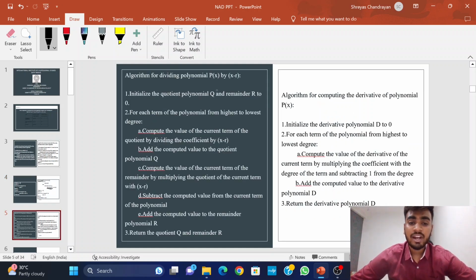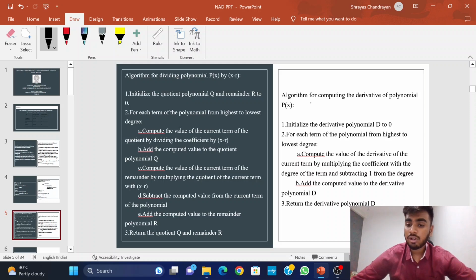Here is the algorithm for dividing polynomial P(x) by x minus r. Firstly, we initialize the quotient polynomial q and remainder to 0. For each term of the polynomial from highest to lowest degree, compute the value of the current term of the quotient by dividing the coefficient by x minus r. Add the computed value to the quotient polynomial q. Then compute the value of the current term of the remainder by multiplying the quotient of the term with x minus r. Subtract the computed value from the current term of the polynomial. Then add the computed value to the remainder polynomial r. Then return the quotient q and remainder r.